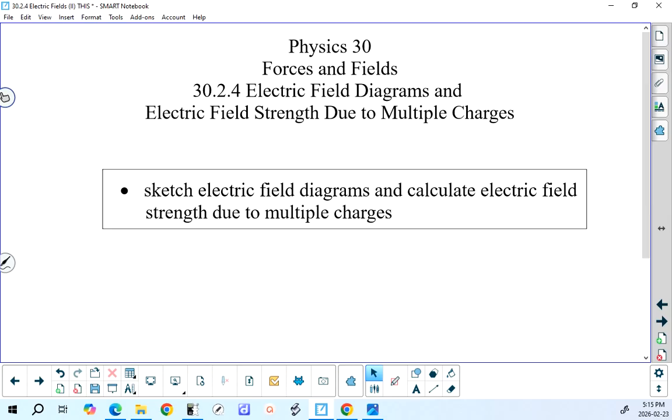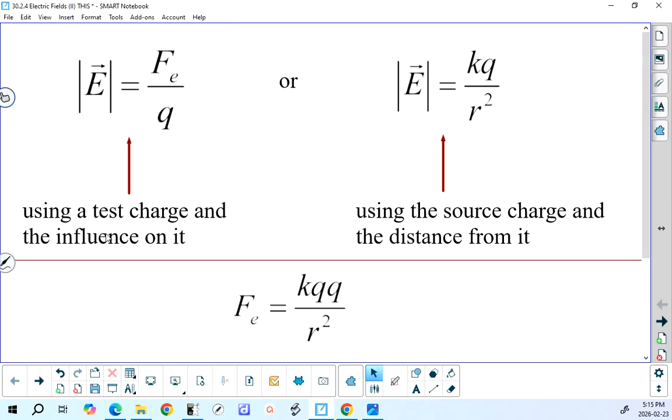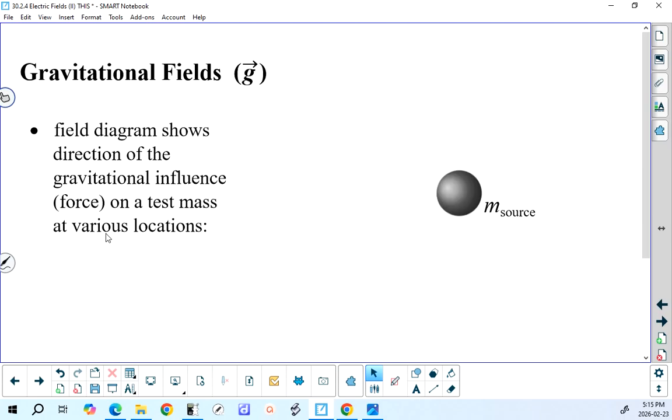We're going to be doing two things today: sketching electric field diagrams and then calculating electric field strength due to multiple charges. Yesterday, what we looked at doing was calculating electric field strength due to a single charge. And just to remind you, we did that by using the formula on the right-hand side at the top of the screen here. So some of these field diagrams are already given to you, but I want to walk you through drawing them piece by piece.